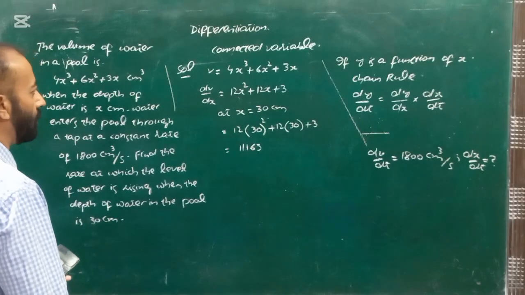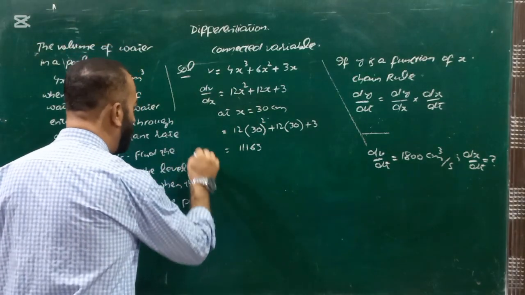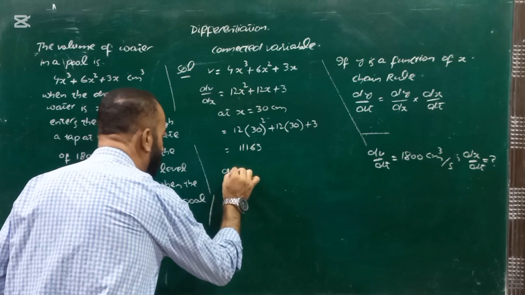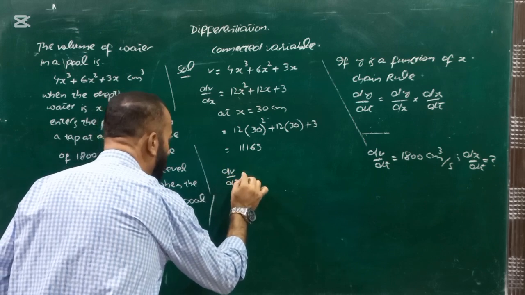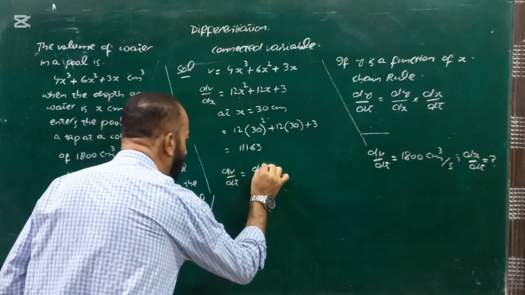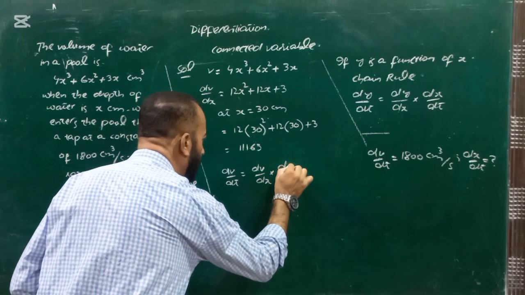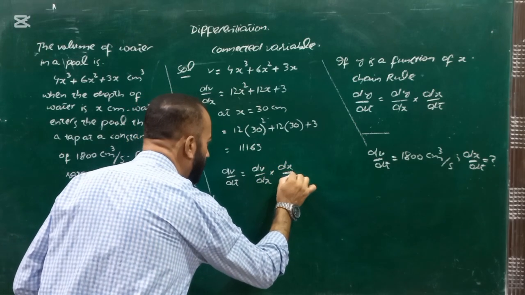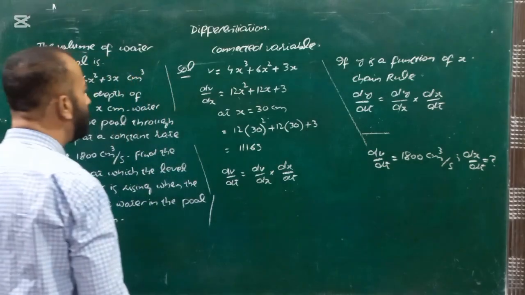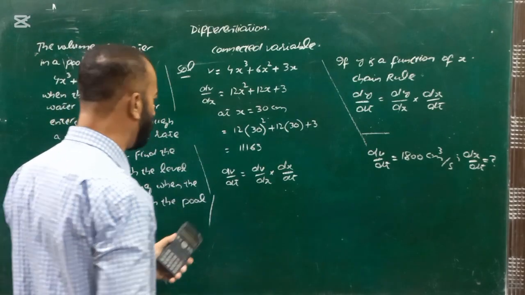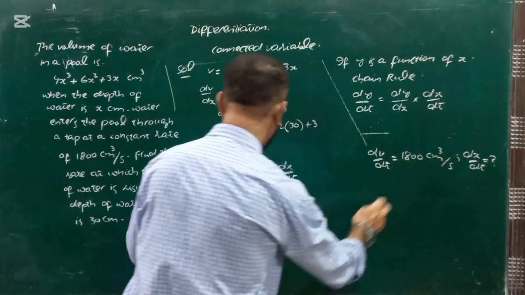Now dV over dt, here we are making a chain rule. So dV over dt will be equal to dV over dx into dx over dt. So now we are going to put the values into the formula. dV over dt is 1800.